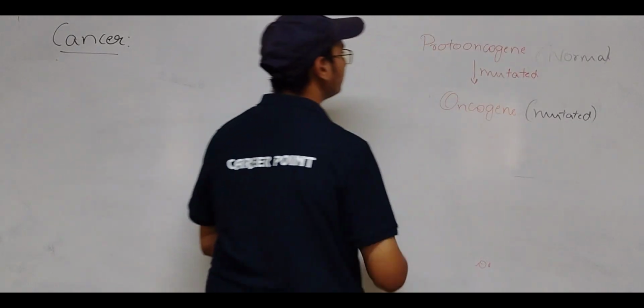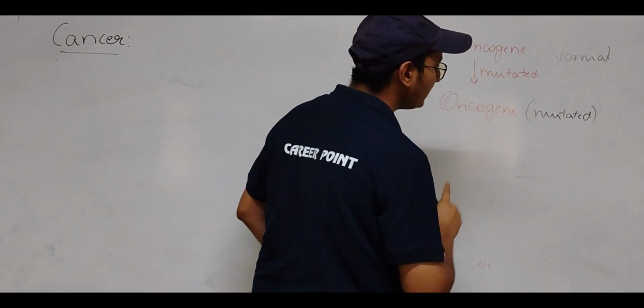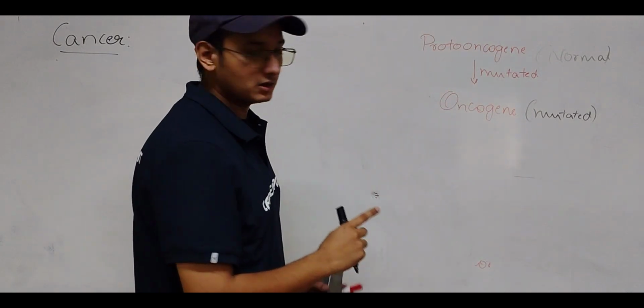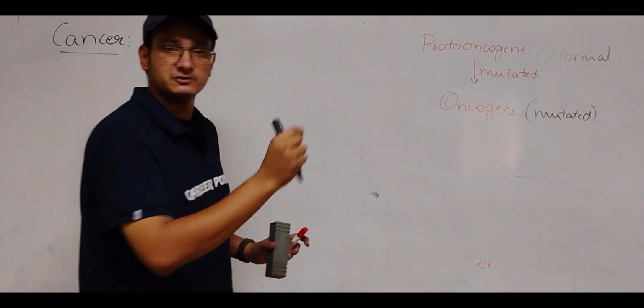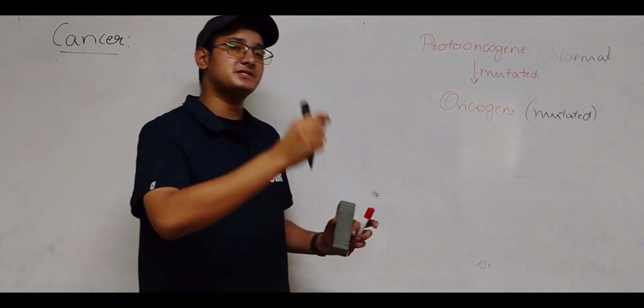Always remember one thing, proto-oncogene is a normal one and the oncogene is a mutated one. Oncogene is responsible for the cancer and proto-oncogene is responsible for cell growth, cell division and cell death.